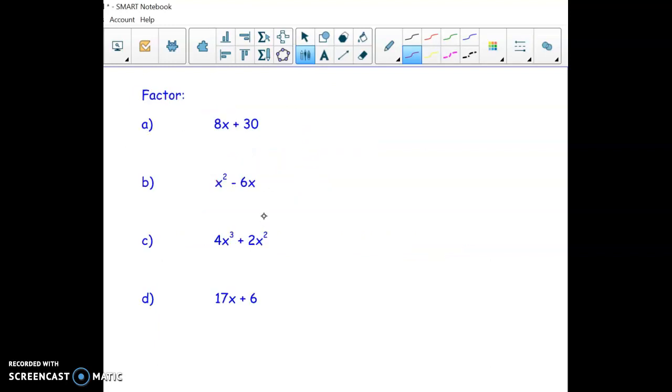So here's a few questions. Again, I'd pause the video, do all the ones that you can, and then unpause and see the answer. All right, so hopefully you've had a chance to try it, and you can see that what is common to these two terms here is they both have 2. I think 4 won't work, but 2 divides both of them. So we can bring a 2 to the front, and we're left with 4x plus 15.